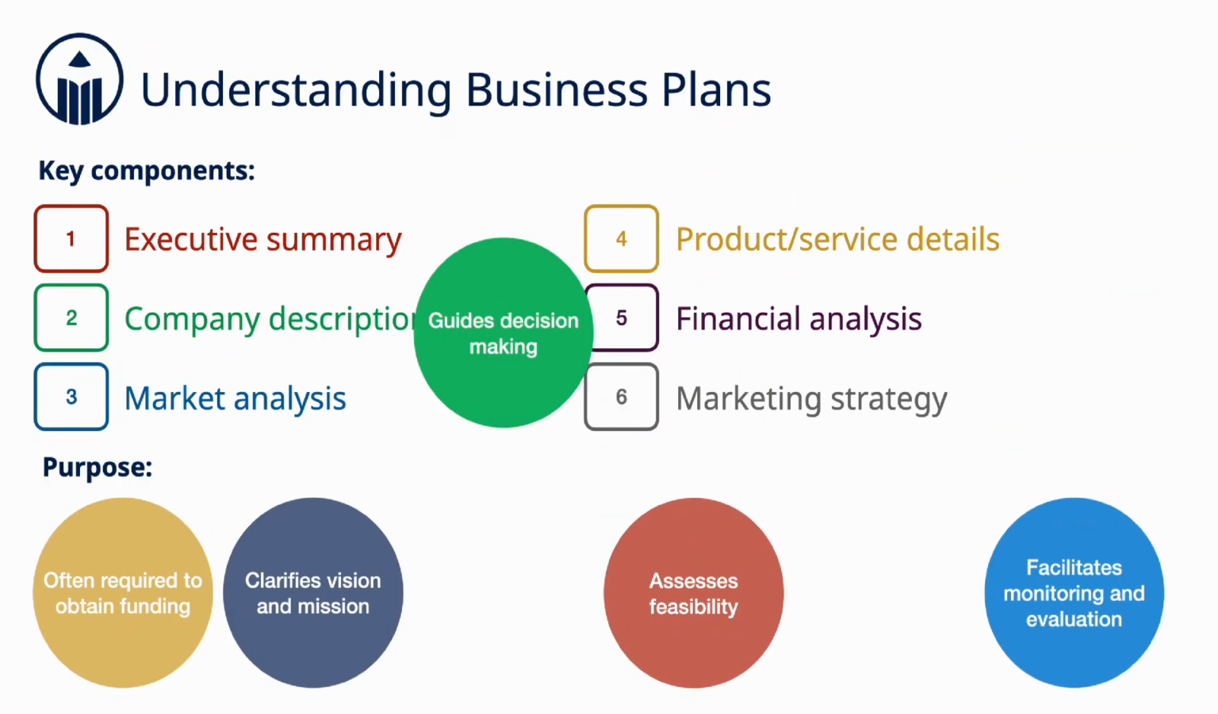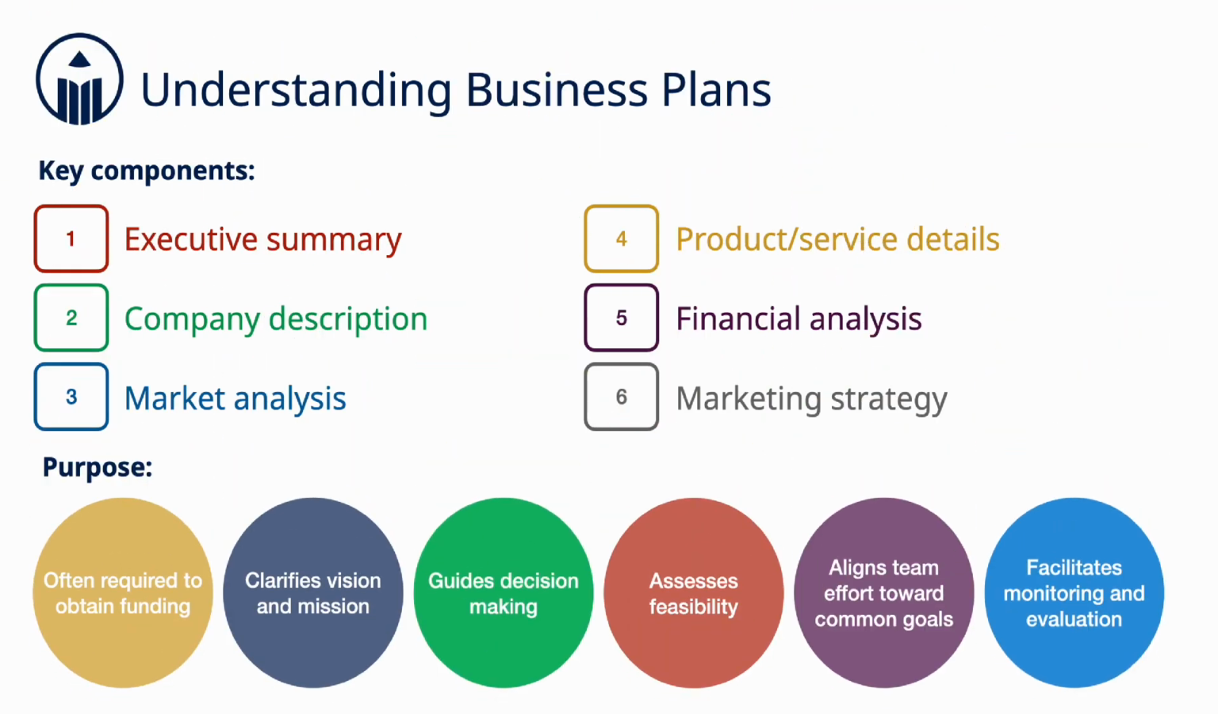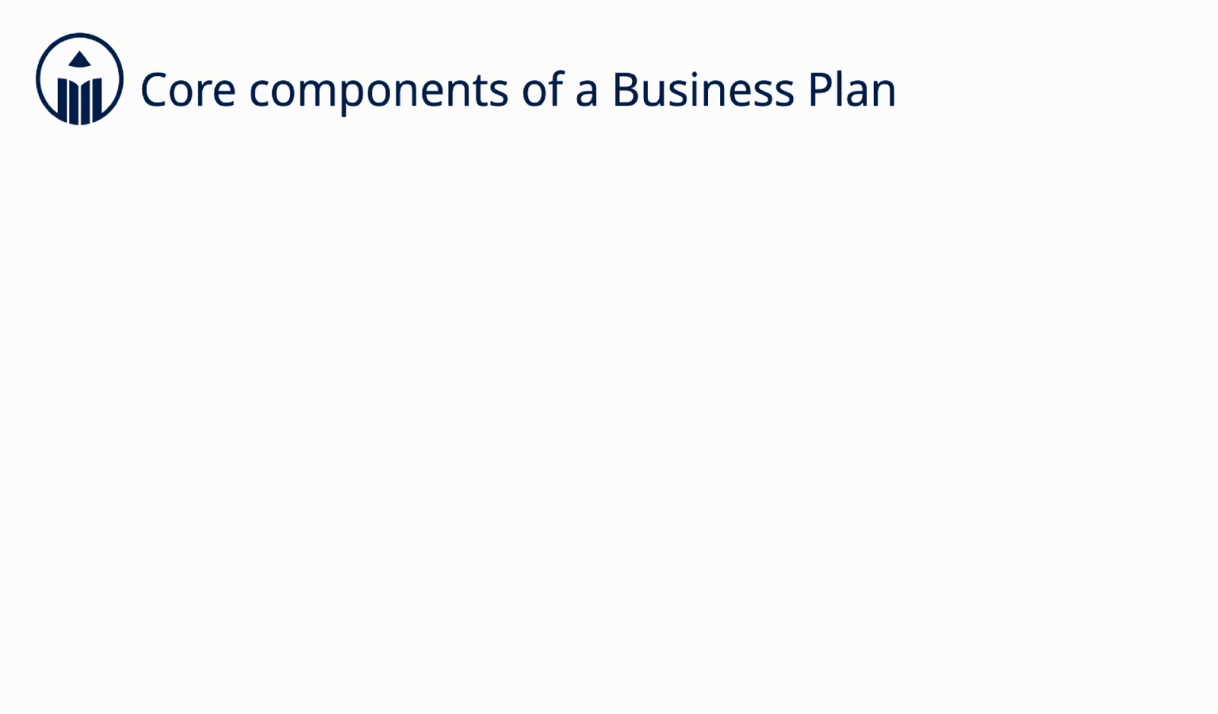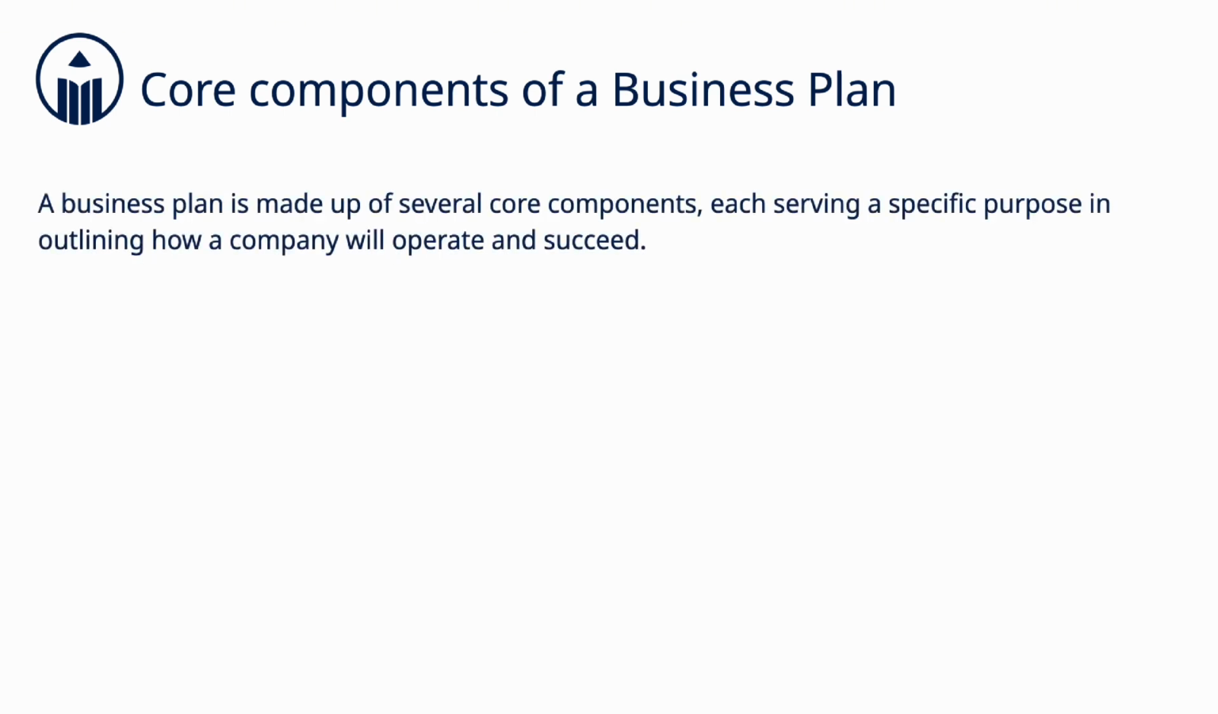A business plan is made up of several core components, each serving a specific purpose in outlining how a company will operate and succeed. These sections provide a comprehensive overview of the business, from its mission and market analysis to its strategy, operations, and financial projections. Together, they offer a clear roadmap for achieving business goals and help demonstrate the business's potential to stakeholders such as investors, lenders, and partners.